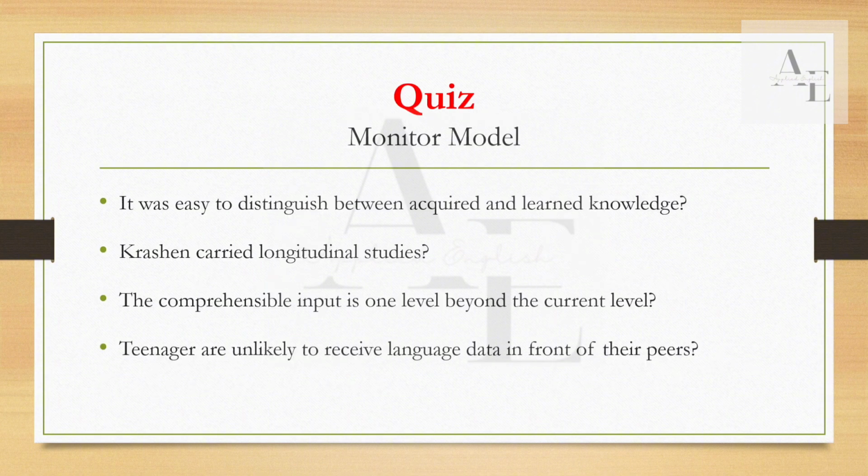Then our quiz, which is about the Monitor model. It's a true-false quiz. As always, try to write your answers in the comment section, and I'll try my best to check your answers and tell you the correct answers. First, it was easy to distinguish between acquired and learned knowledge. Is it true or false? Krashen carried out longitudinal studies. The comprehensible input is one level beyond the current level. And finally, teenagers are unlikely to receive language data in front of their peers.